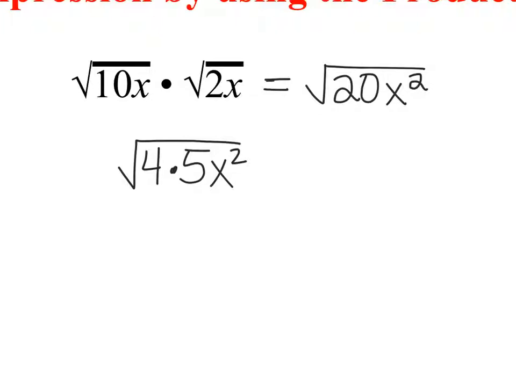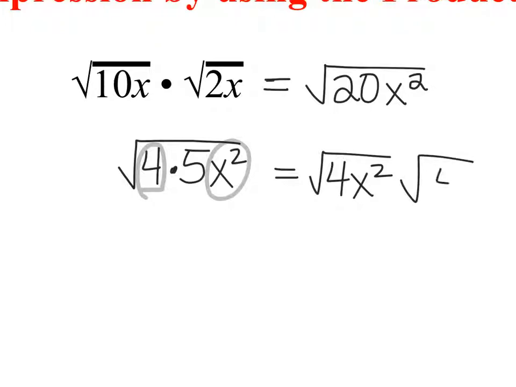Okay, perfect squares here. 4 is a perfect square. What else is a perfect square? X squared. And so we're going to put these two things in a radical by themselves. You might be able to do it without this step, and that's fine. But 4x squared, those are perfect squares. The square root of 5 is not. So square root of 4 is 2. Square root of x squared is x, and then root 5.